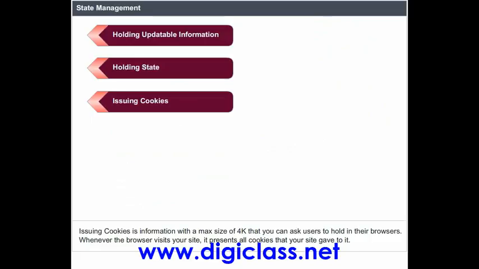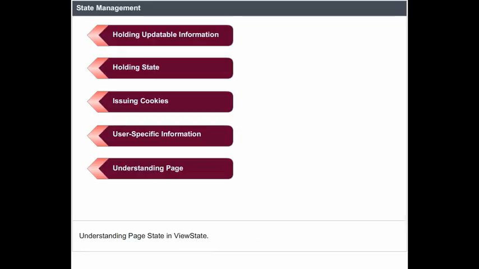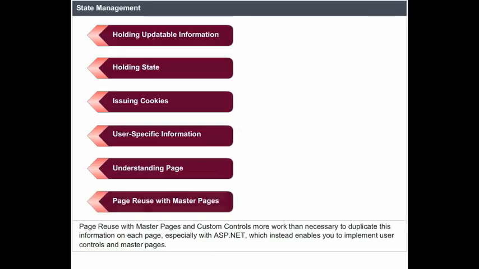Issuing cookies: information with a max size of 4K that you can ask users to hold in their browsers. Whenever the browser visits your site, it presents all cookies that your site gave to it. User-specific information with session state, which holds information for a specific user. When the user visits the page, ASP.NET issues a cookie with a session ID. It then manages session state for that user based on the user's session ID. Understanding page state in view state.